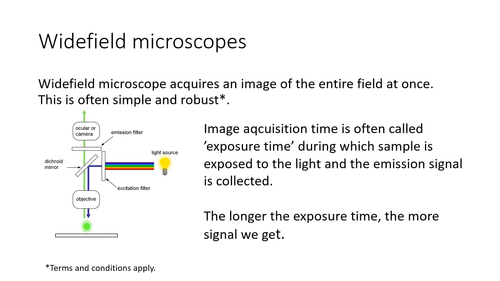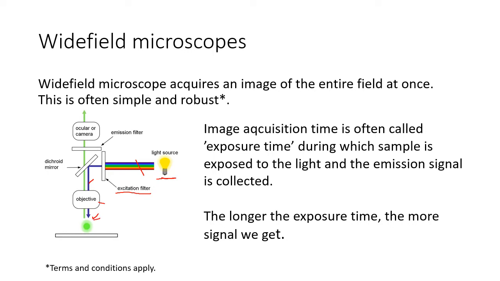A wide field microscope acquires an image of the entire field at once by bathing your sample in light. This is often very simple and robust. So basically, we have some kind of a light source which sends out white light, and then we have an excitation filter which will filter out the light we want, blue in this case. The blue light goes through the objective and into the sample.